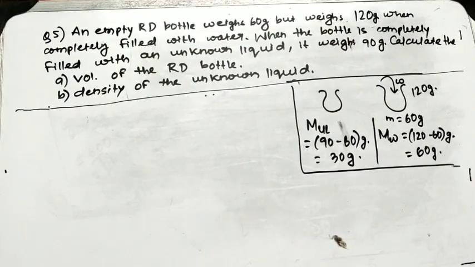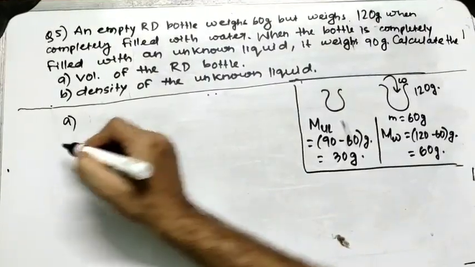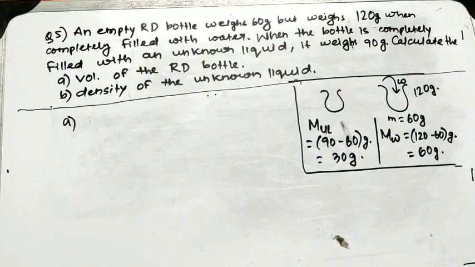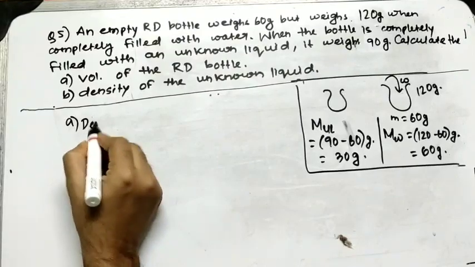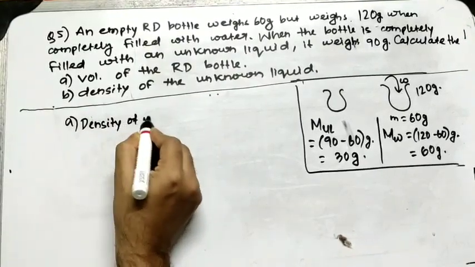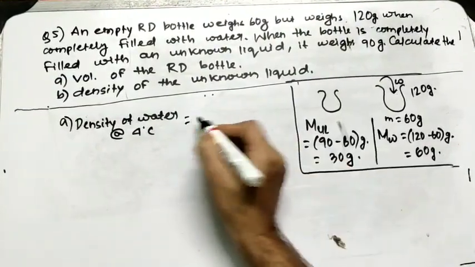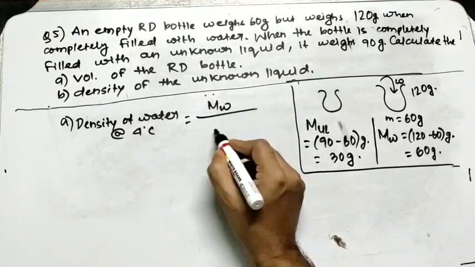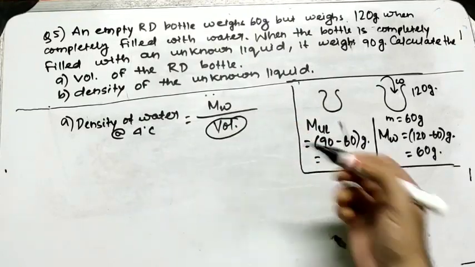Now let's talk about the first part of the question, which says you need to find the volume of the RD bottle. Now in order to find the volume of the RD bottle, we need to use the formula of density. Let's do part A. So we can write density of water at 4 degrees centigrade equals mass of water by volume. Now this volume is the volume of that RD bottle.